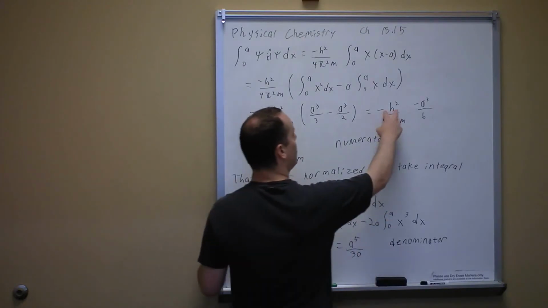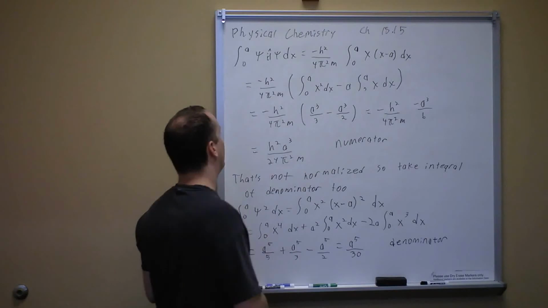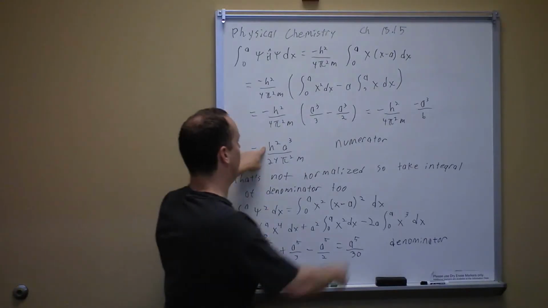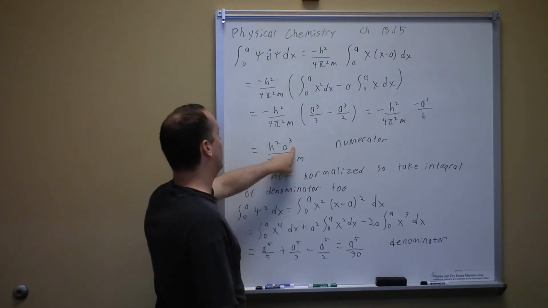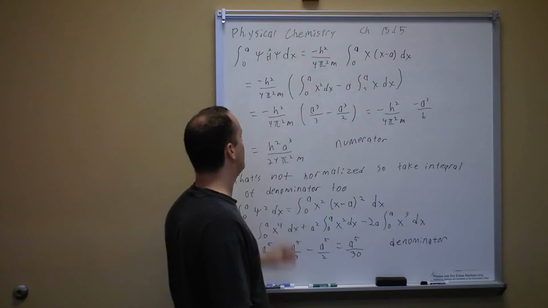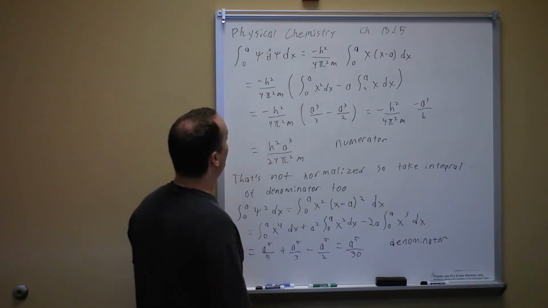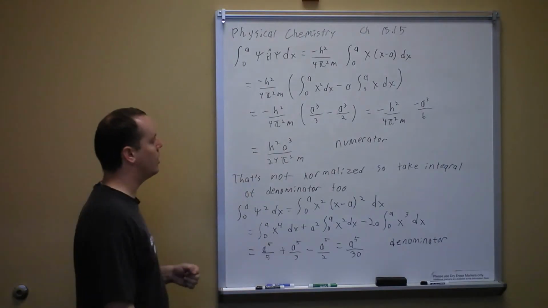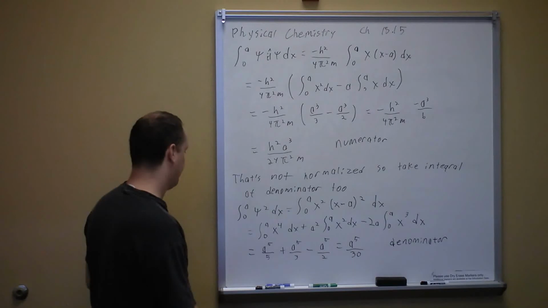And remember, h is Planck's constant, a is the length of the box, and m is the mass of the particle. Simplifying, obviously we get rid of the double negatives. We just get Planck's constant squared times the length of the box cubed over 24 pi squared times the mass of the particle. Now this is not normalized, so we have to use that formula I showed you before, how to normalize a function. We've got to evaluate that denominator too and divide them.